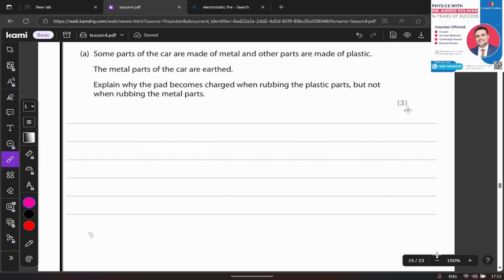Okay, so now this question has 3 marks. So he said, explain why the pad becomes charged when rubbing the plastic part, but not when rubbing with the metal part. So you can start with what? You can start with the pad becomes charged when rubbing with the plastic part.